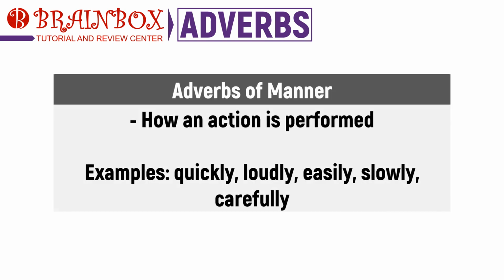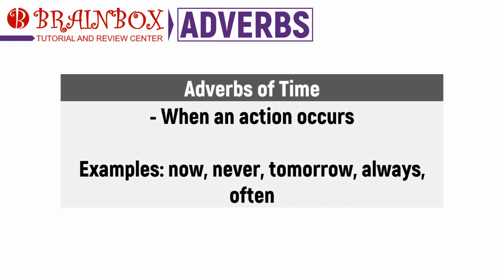Here is a list of common adverbs categorized by the type of information they provide. Adverbs of manner. These adverbs tell us how an action is performed. Examples are quickly, loudly, easily, slowly, and carefully. Adverbs of time. These adverbs tell us when an action occurs. Examples are now, never, tomorrow, always, and often.